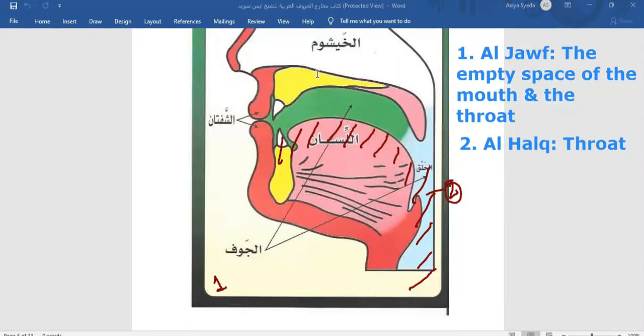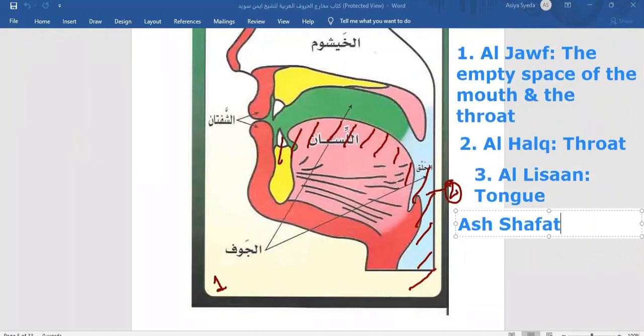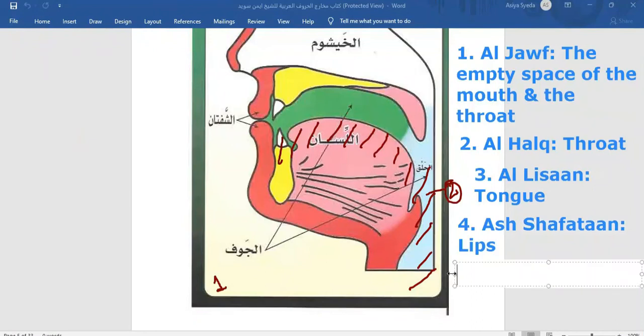Third is al-lisan, which is, everybody knows how to translate this. Al-lisan is tongue. Fourth is al-shafatan. Al-shafatan, which is the lips. This is 4. And fifth is al-khayshum.